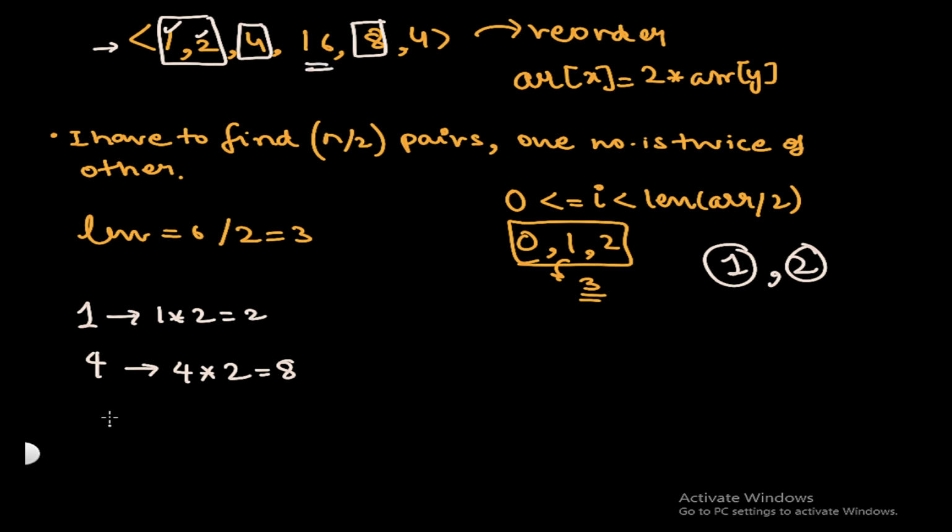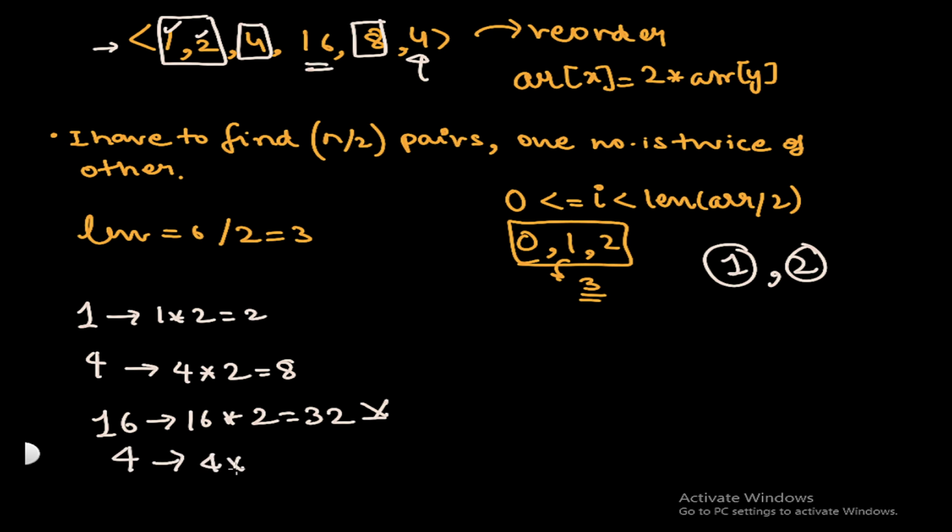Now the third number is 16. I need 16's twice, which is 32. Is it present in the array? No, it is not present in the array. Okay, so no problem. We have one element left. That last element is 4.